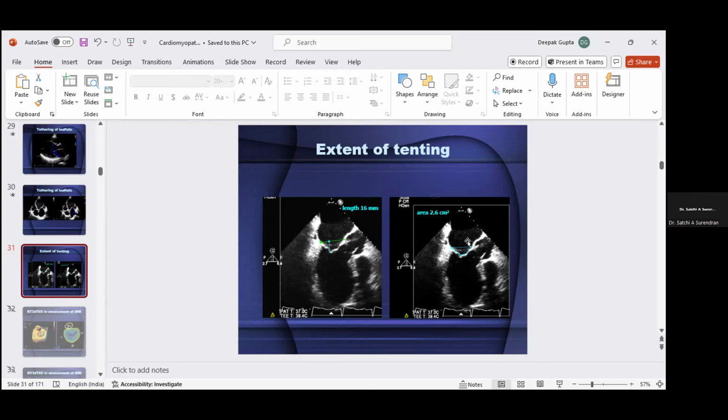Yes, ma'am. How to differentiate apical HCM from Takotsubo syndrome, ma'am? So in Takotsubo you have akinesia. Okay, ma'am. In apical, there is no akinesia. It is just the thickening.